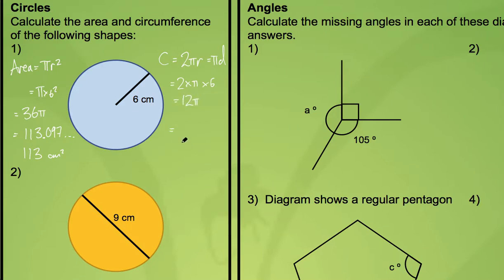And on a calculator, times by 3.142 or times by pi gives you 37.699, which I'm going to round to 3 significant figures, 37.7 centimeters. That's circumference.